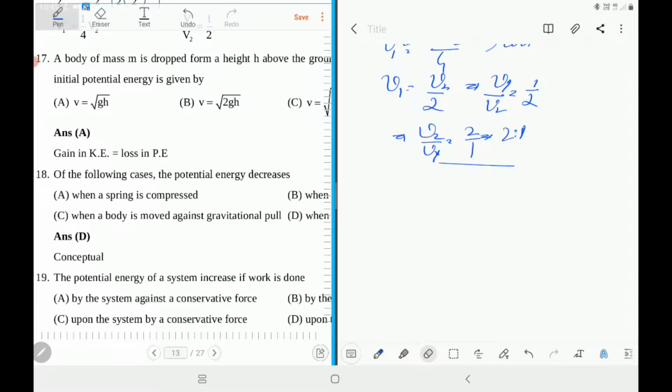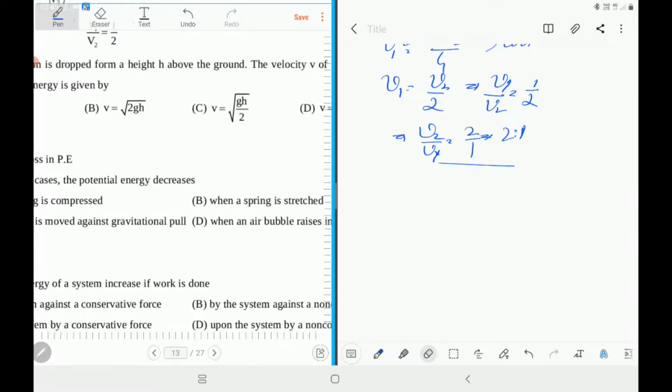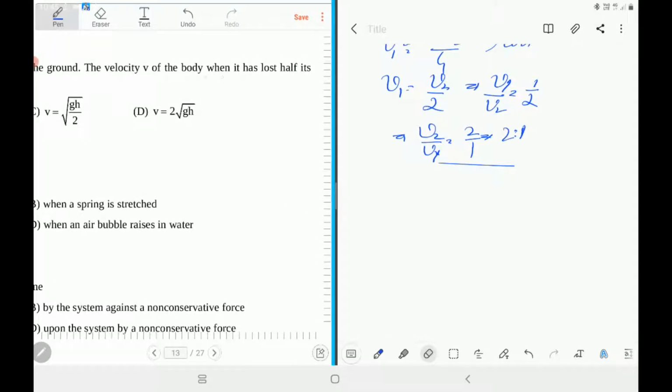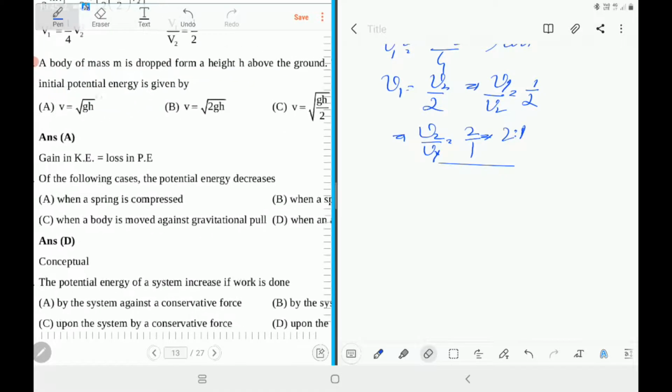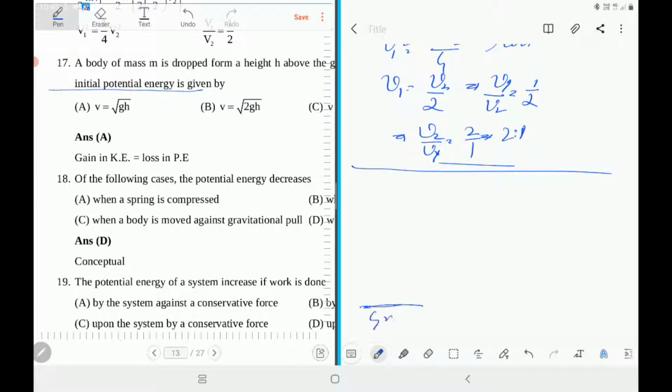We'll move on with the next one, the 17th. A body of mass m is dropped from a certain height h above the ground. The velocity v of the body when it has lost half of its initial potential energy. Let us suppose the situation is like this. Ground, the body is dropped from a certain height. What is the height of the body?